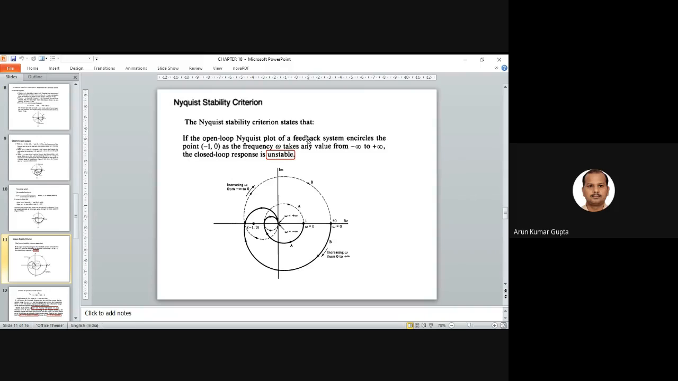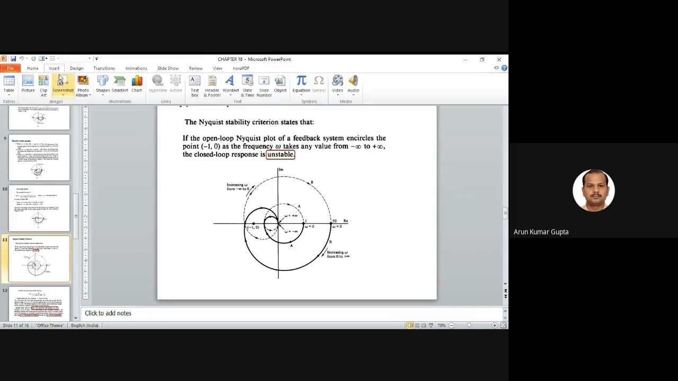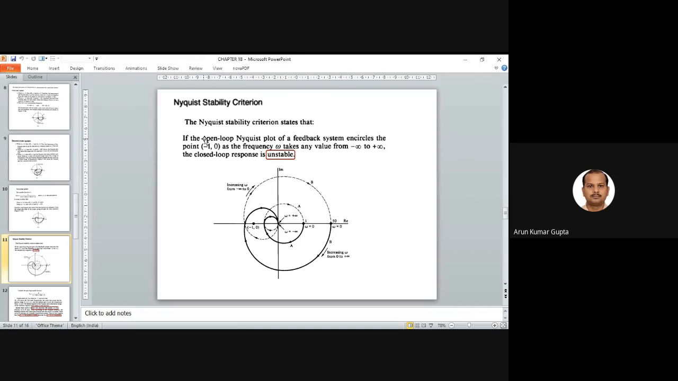If the open loop Nyquist plot of a feedback system encircles, so just be very careful. This is an open loop, right? I've not highlighted this point. This is an open loop. So first you have to make the open loop. Open loop means we have GS equal to GP, GM, GC, all the things, right? So the open loop Nyquist plot of the feedback system, if it encircles the point minus 1, 0, right?